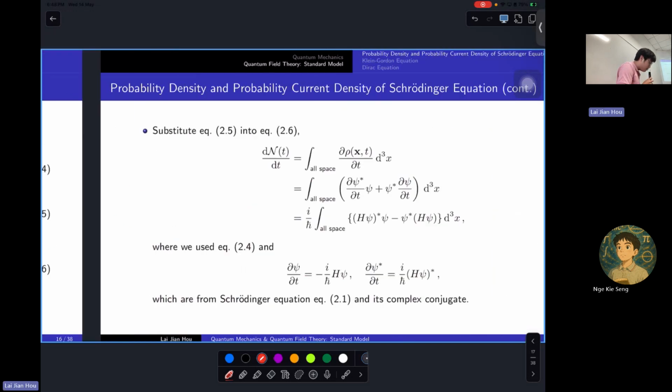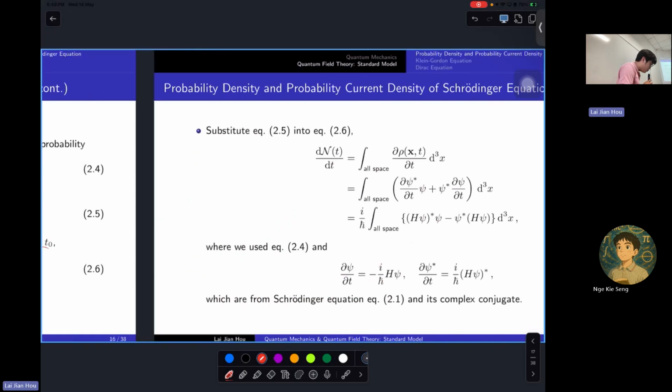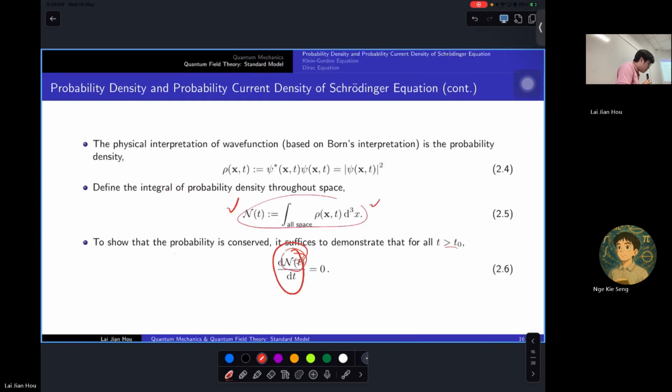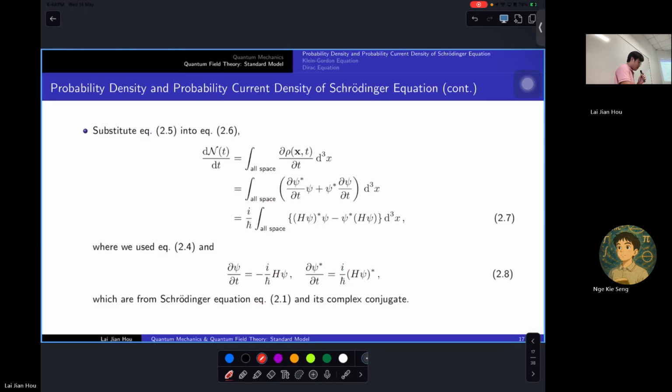So we substitute equation 2.5 into 2.6, and recall that rho here is defined as psi star psi. We take the chain rule, the derivative with respect to this, which gives us a product rule and gives us the equation of this.